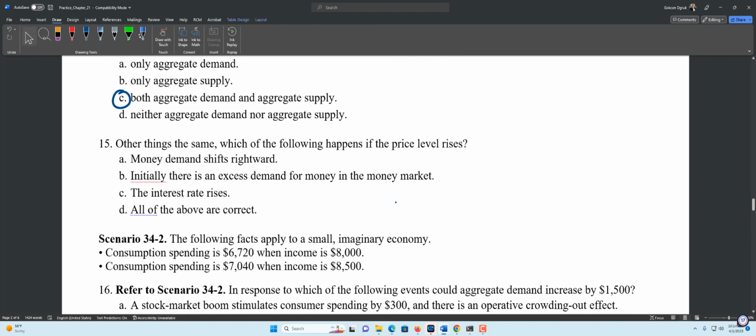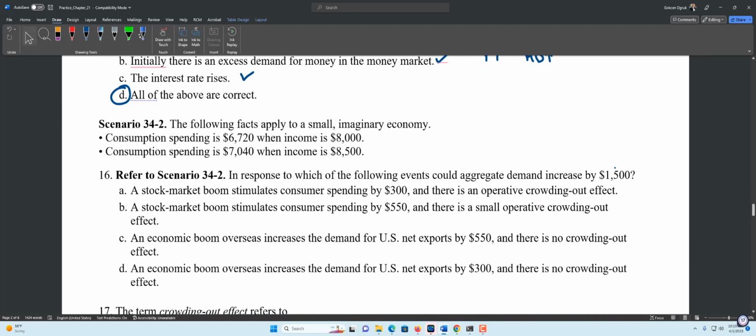Question 15. Other things the same, which of the following happens if the price level rises? We know that if the price levels are higher, we need to have more money. Therefore, money demand increases and shifts to the right. And that will create an excess demand initially for the money market. And when the demand for money increases, the interest rate rises. So therefore, all of them are correct.